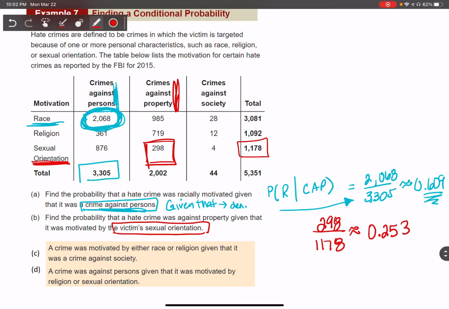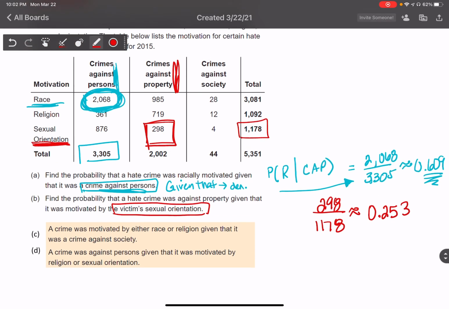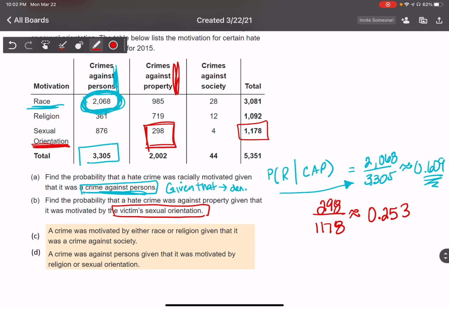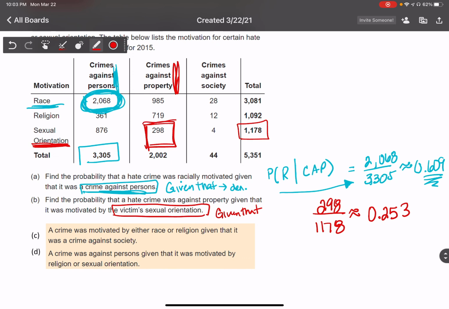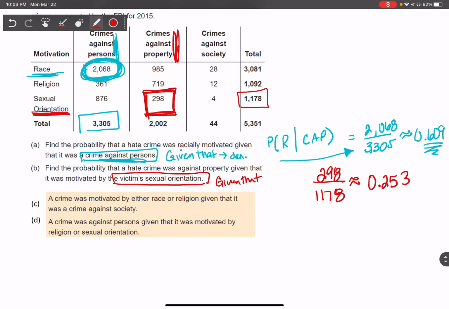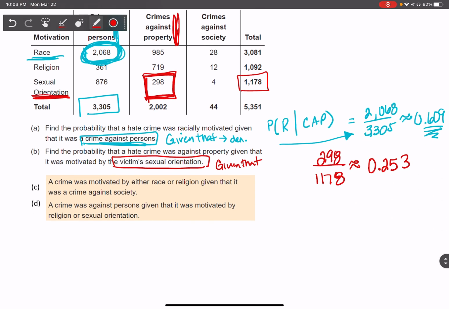Okay. All right. So let's look at these last two. Hope you guys see where I got those numbers from. Once again, the bottom number is that given that. Okay, according to our formula, that's the second half of it. Okay. And then our top number, we're looking at where they meet on this table, because that's the and portion. That's where they're together.